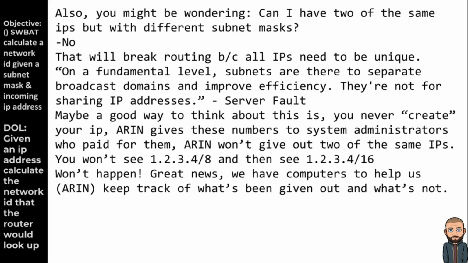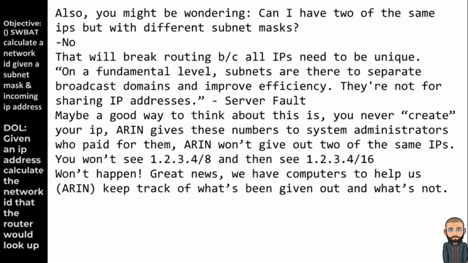And at one point it occurred to me, I was wondering, can I have two of the same IPs but with different subnet masks? That goes back to what I said at the beginning of the lesson, where you can subnet a subnet. The short answer is no. Why? Because ARIN is not going to let you do that. Or if you do that, you're going to start breaking communication and things will not work right. You'll ask for something from a computer and it won't get delivered to that computer. So ARIN is not going to give out two of the same IPs in the first place.